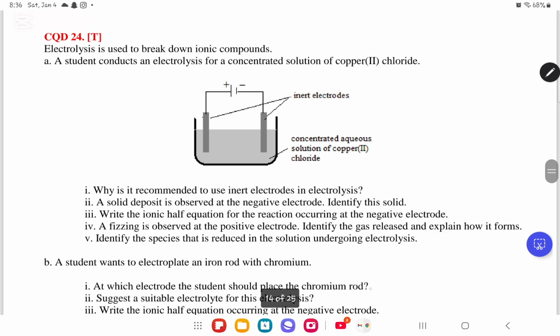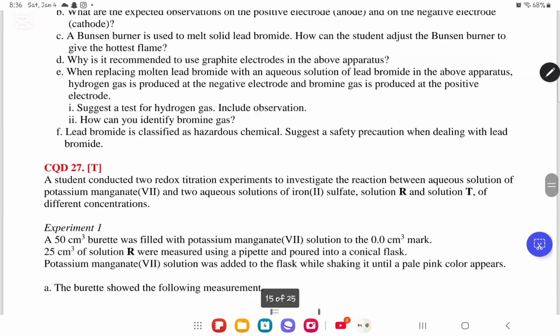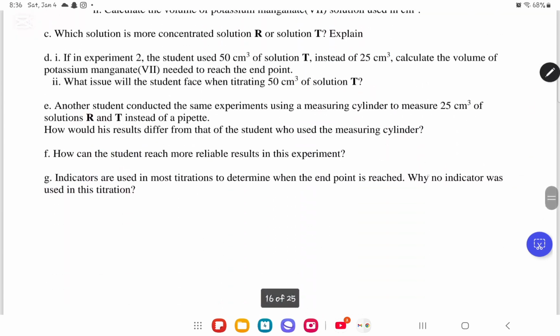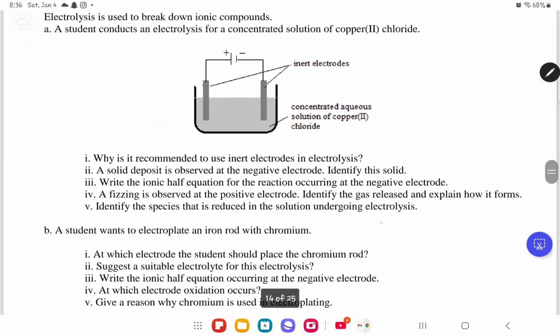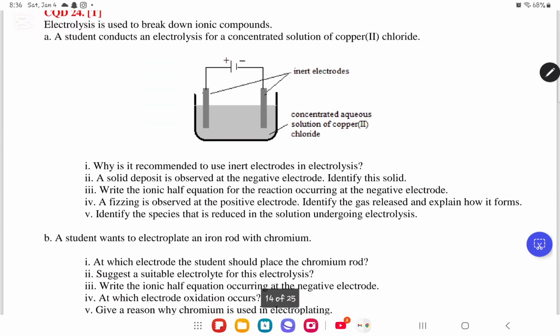CQD number 24. Let me just check how many more we have. 25, 26, and 27. I believe I'll do them, so let us do it.